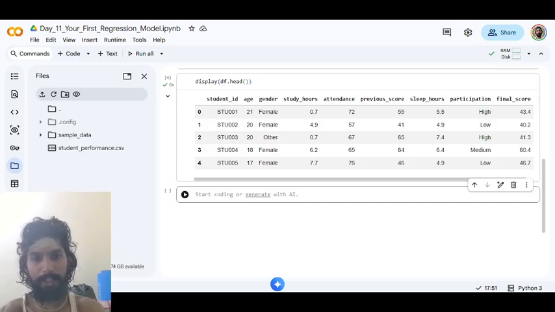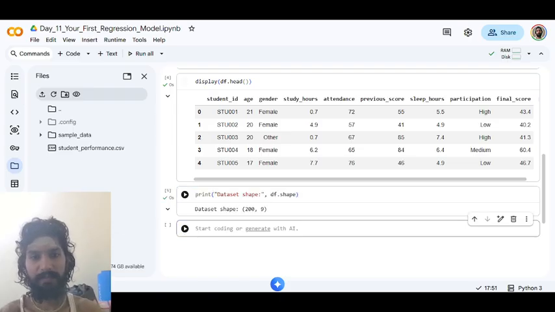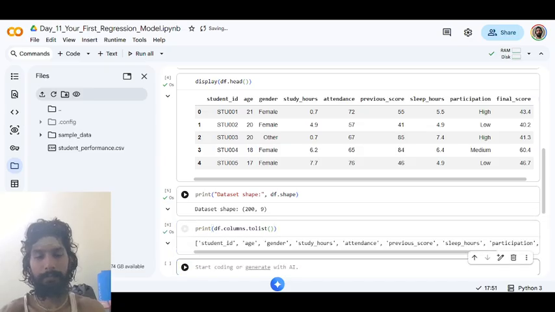Let us also check the shape. The shape tells us the number of rows and columns. Each row represents one student. Each column represents one variable or characteristic. Now inspect the column names. This step is important because the model cannot work correctly when we accidentally use the wrong column name.